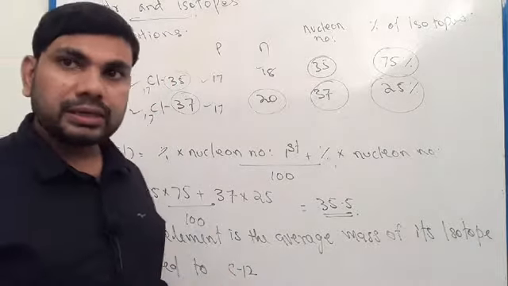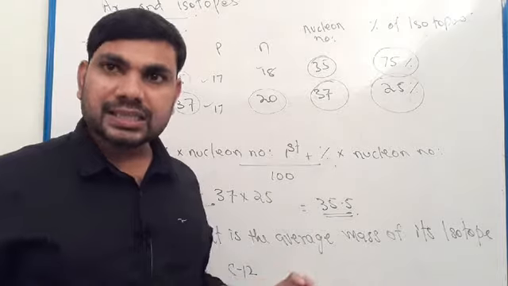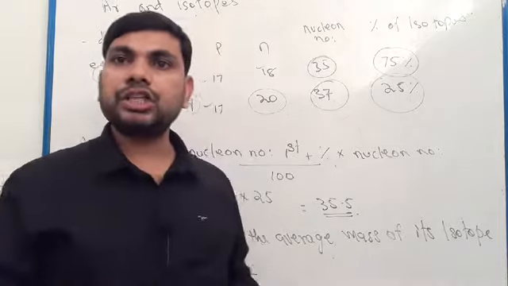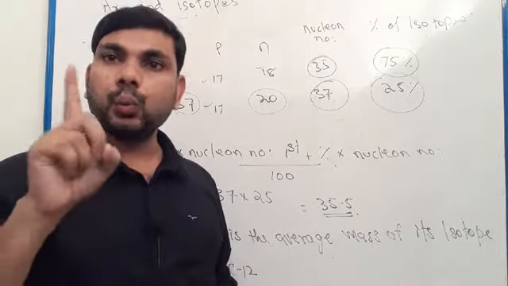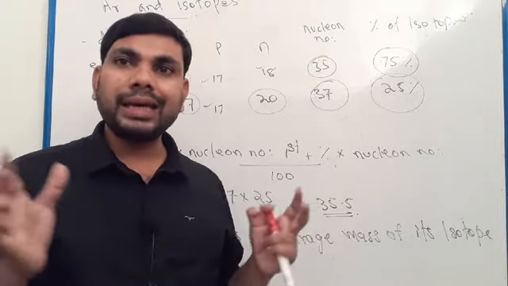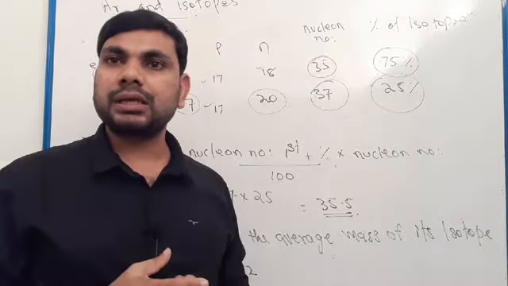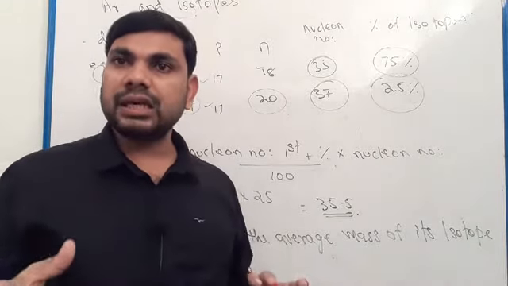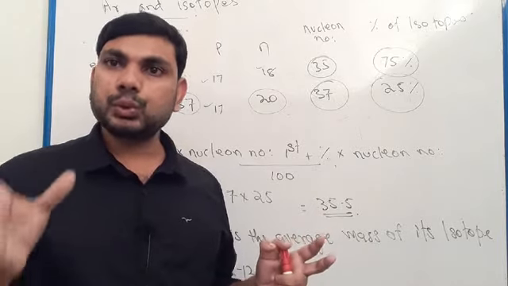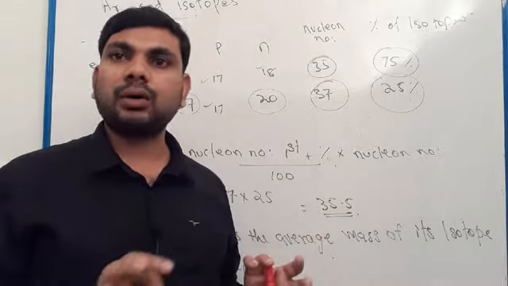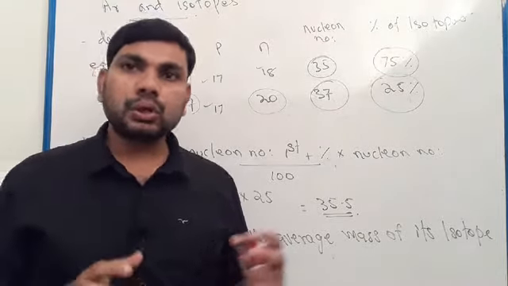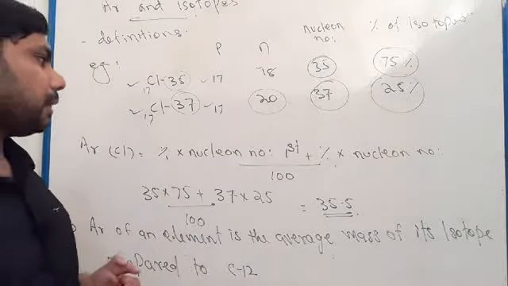So chlorine is one element, but it exists in different forms. But when you consider the periodic table, you can see one atomic mass for chlorine. So how can you get this atomic mass? One element exists in different forms, and they have different masses. So you want to get one atomic mass out of all these isotopes. Look here at how to get this atomic mass.